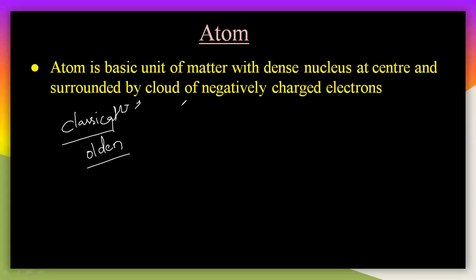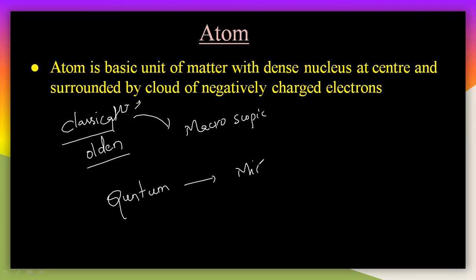That means generally classical mechanics is related to the macroscopic system, and quantum mechanics deals with the microscopic system. So what is microscopic and what is macroscopic?